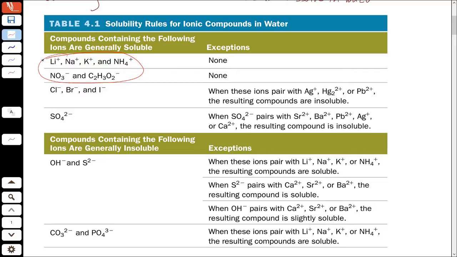That's what that means. For the other two lines there, the non-fluoride halides, chloride, bromide, and iodide, and then sulfate, those are usually soluble in water. But there are a few cases that you can see over on the right where you end up with insoluble compounds.